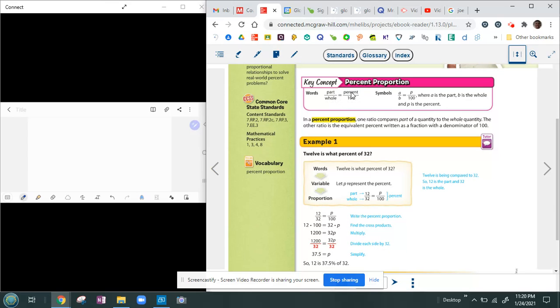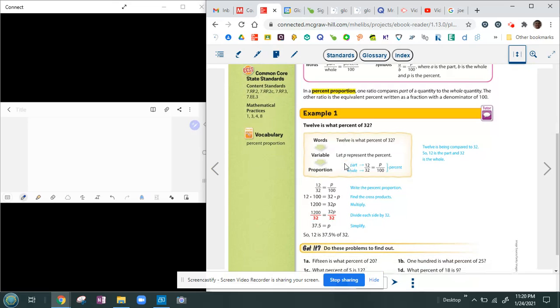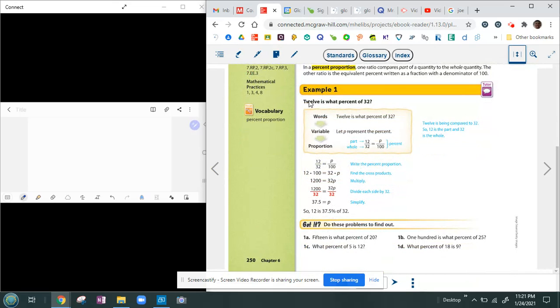The first one we'll talk about in example 1 is, what if we're trying to find the percent? Okay, so let's look at that. Notice how we have this question here. It says 12 is what percent of 32? We know the part is 12, the whole is 32, and we're looking for that percent, so that's why there's a variable there.